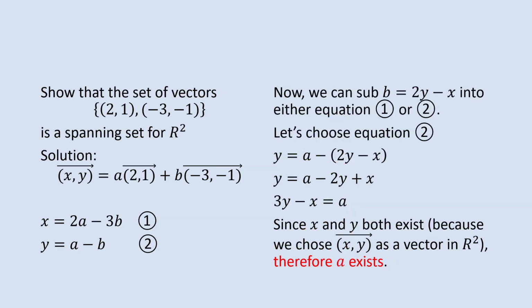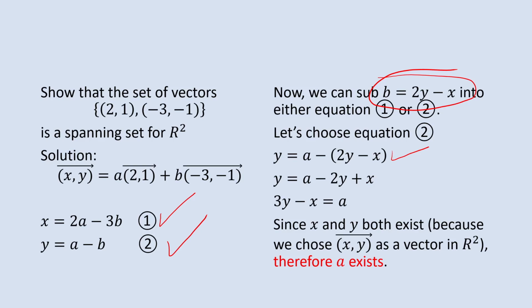So we're halfway there. Now we're going to take that expression for b, which is 2y minus x, and sub it into either equation 1 or equation 2. We choose equation 2 because they're our smaller coefficients. And so we say y is, instead of a minus b, we say a minus the quantity 2y minus x, which is like saying y equals a minus 2y plus x.